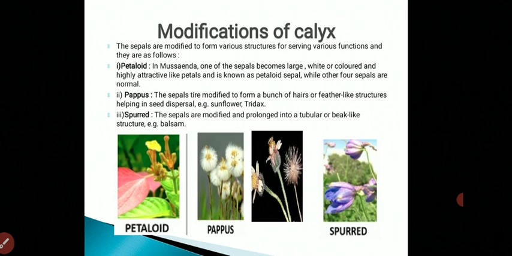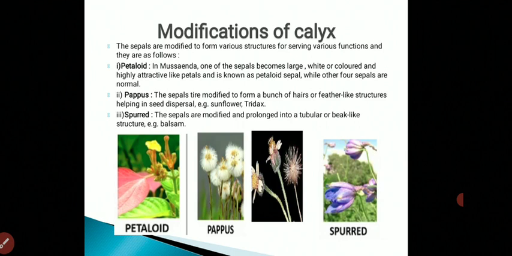Third, that is spurred calyx. This is another modification of sepals or calyx. In Impatiens balsamina, the sepal is prolonged downward into a tubular process, which is known as a spur. The calyx is said to be a spurred calyx. So these are some modifications of calyx as per the need of the plant. The calyx shows different modifications.